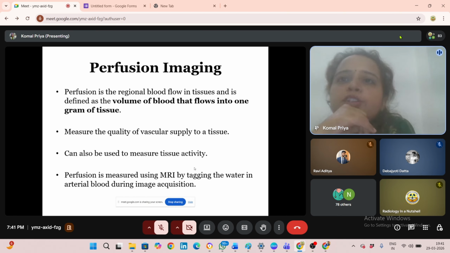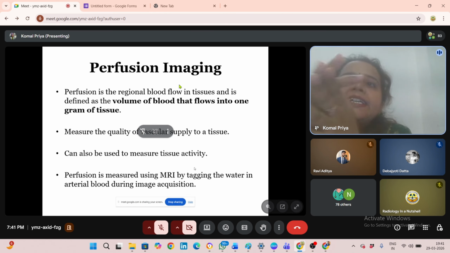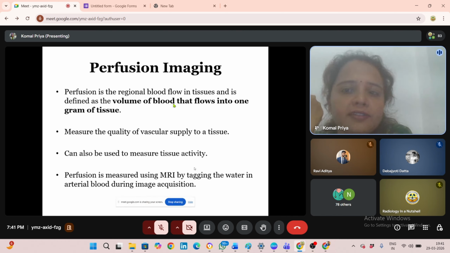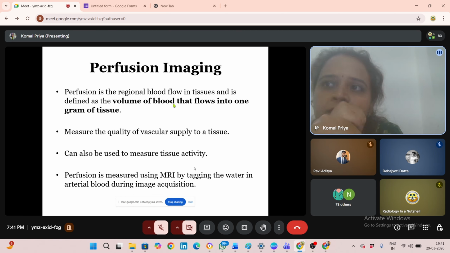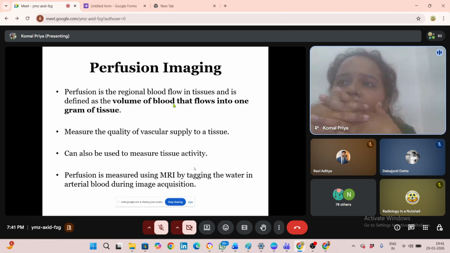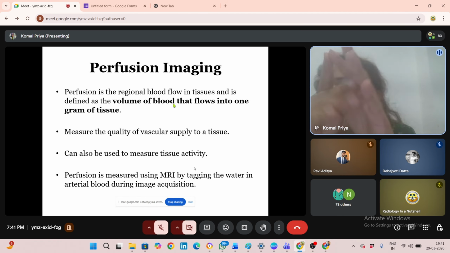Okay, so perfusion, you can see here. Now, what do you mean by perfusion? Perfusion is basically, you can see the definition here, a regional blood flow in tissues, defined as the volume of blood that flows into 1 gram of tissue. Because we all know MRI, you must all be aware of these things, but what is the basic principle of MRI? I should have started with this, but just tell me what is the basic principle of MRI?